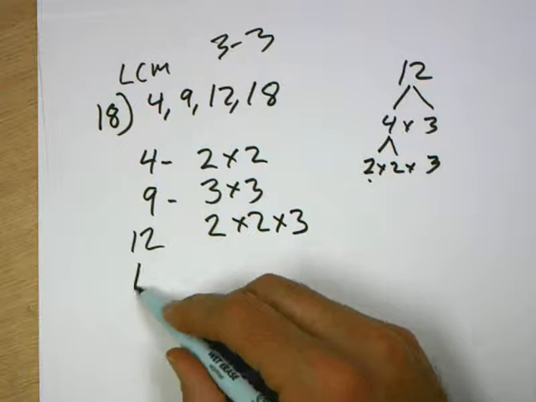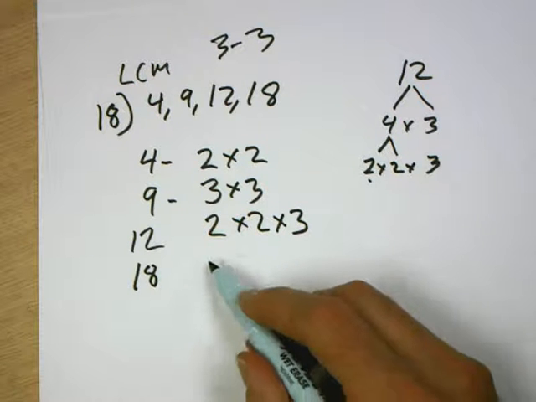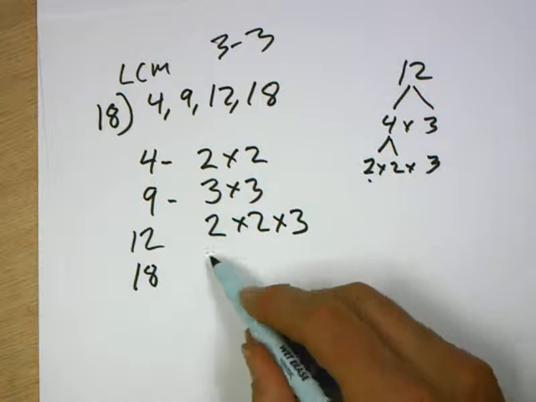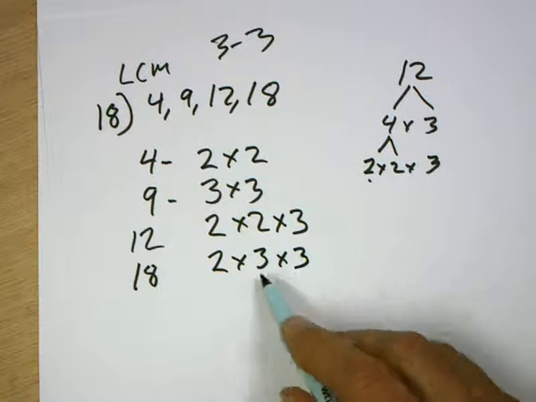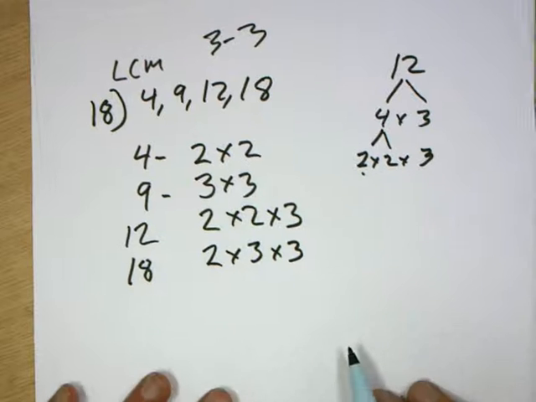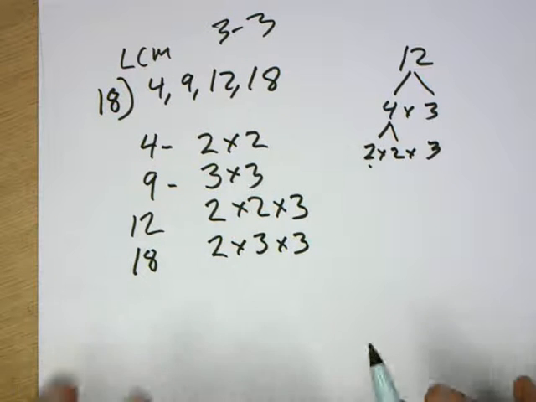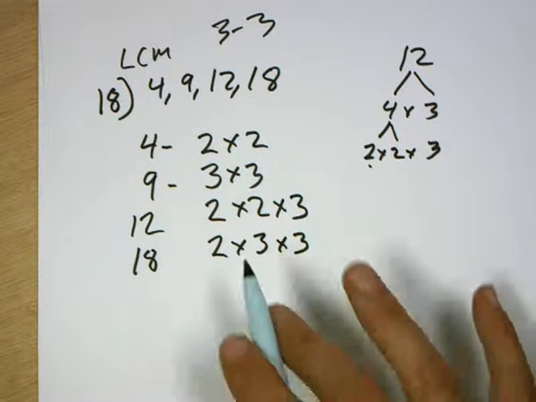And for 18, I'm going to write 2 times 3 times 3. In other words, 3 times 3 is 9, times 2 is 18. So now I'm going to find my teams of factors here.